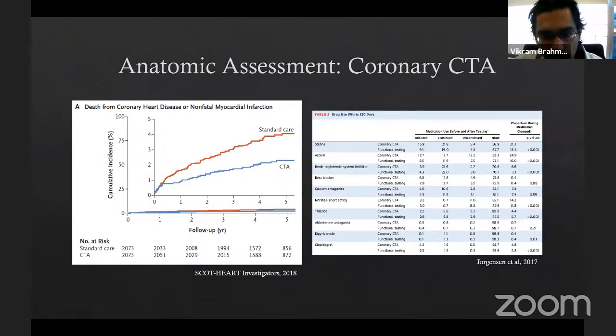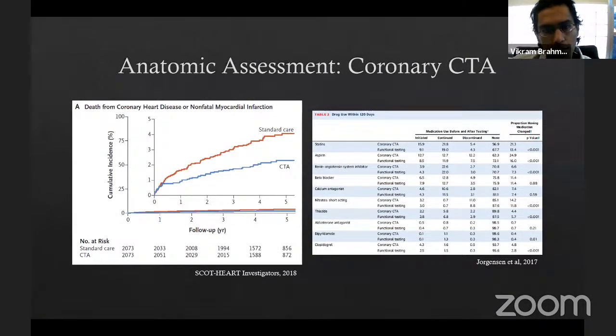And looking at the right side, this is a large Danish registry that compared quite a few studies. So there are 53,000 stress tests or functional studies and 33,000 CTs. And what you can see is there's a significant difference in terms of patients getting started on a statin and an aspirin. At the same time, patients were also taken off of aspirin if it wasn't appropriate. So with coronary CT, you're really able to improve medical management and identify patients early.